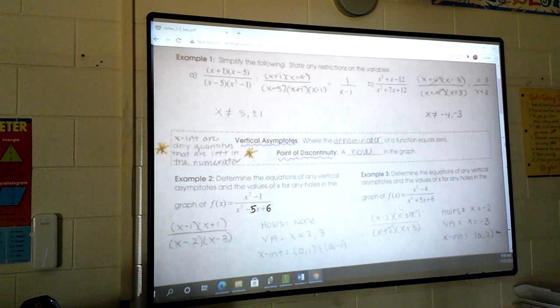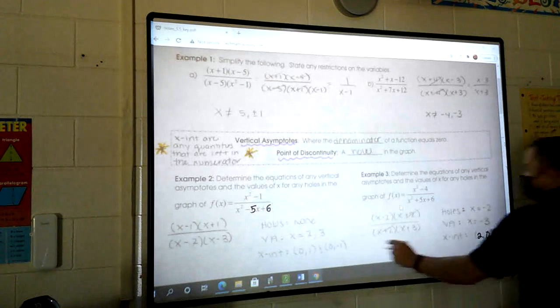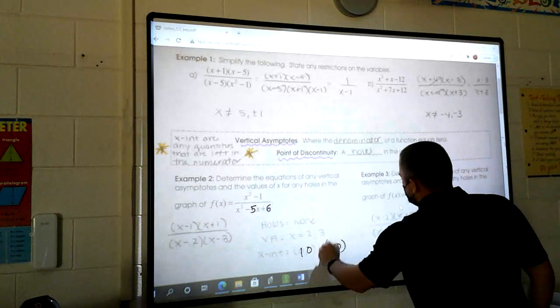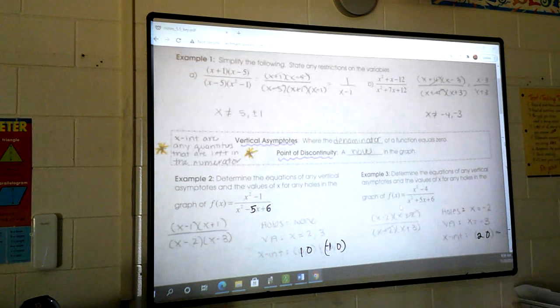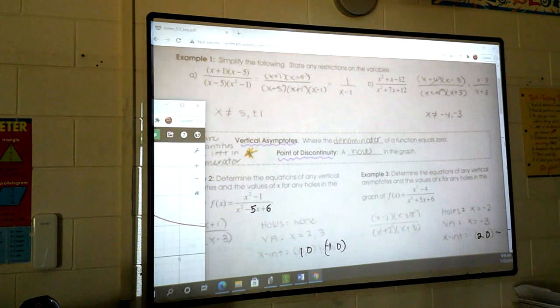And the x-intercept is going to be at 2, 0. Okay? So it's going to cross the x-axis at 2 because that's what's left in the numerator. And so now we can look at this one if you want to. It'd be the same as the other one. So we can check out this graph. So it's x squared minus 4 over x squared plus 5x plus 6.